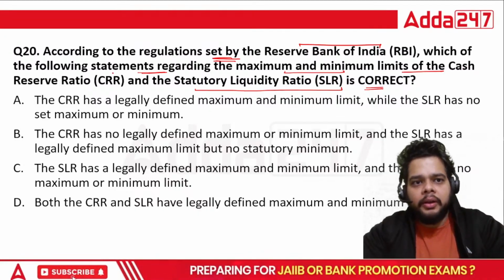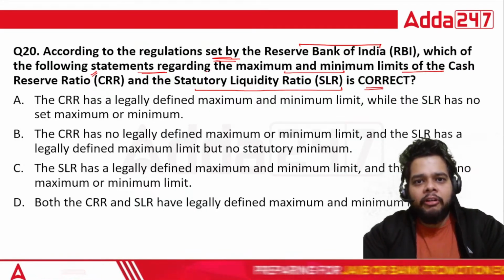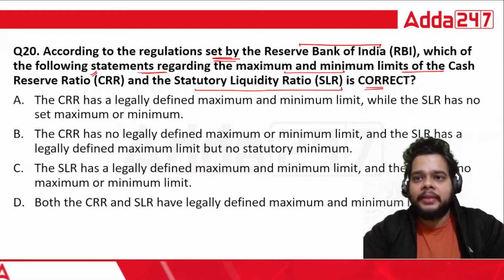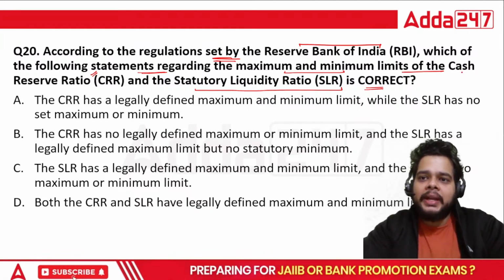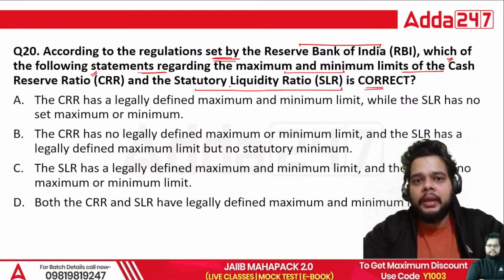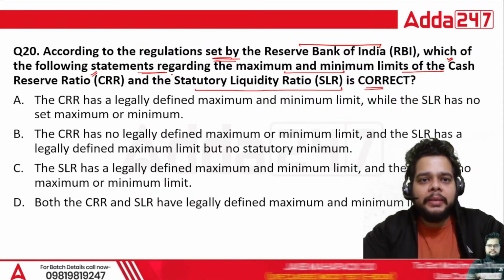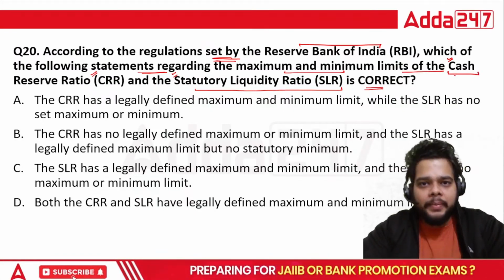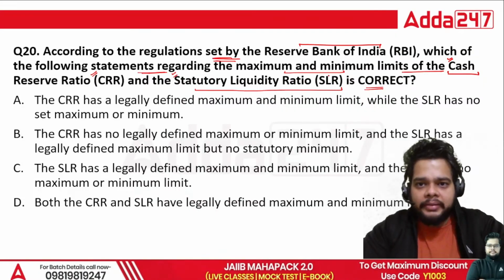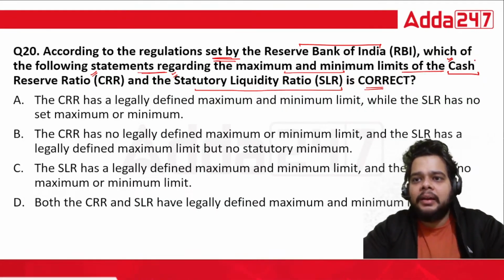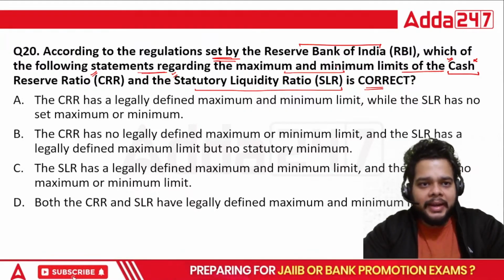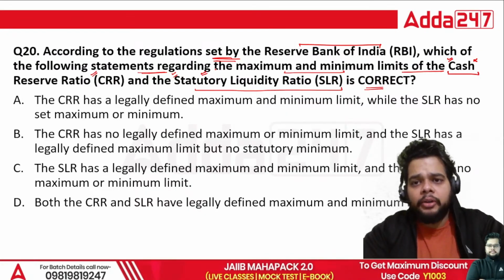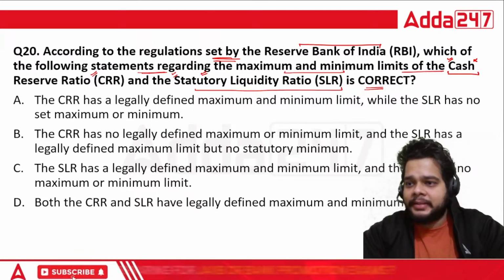So first of all, where does CRR fall? Whether it is reserved within the bank or with the RBI. So always remember, the cash reserve ratio is maintained by the banks with the RBI. SLR is maintained by the bank itself, within the bank. CRR is mentioned in the RBI Act and SLR is in the Banking Regulation Act. For CRR, the banks earn no interest for keeping aside the funds. But for SLR, they do earn interest on SLR reserves.